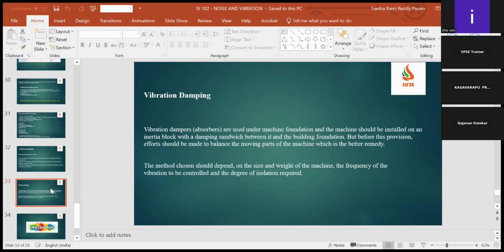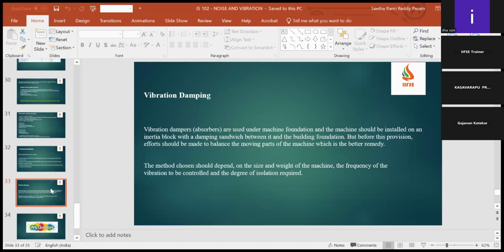Then damping. The vibration dampers, which are nothing but absorbers, are used under the machine foundations. The machine should be installed on an intricate block with the damping. It's like a sandwich between the foundation and the installation, and also in the building foundation. But before this, efforts should be made to balance the moving parts of the machine, which is the better remedy. So before going for direct absorbers or vibration dampers, we should understand the balance of the rotating parts inside the machine.